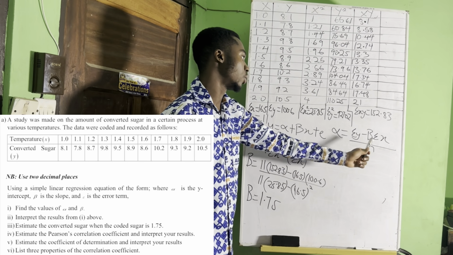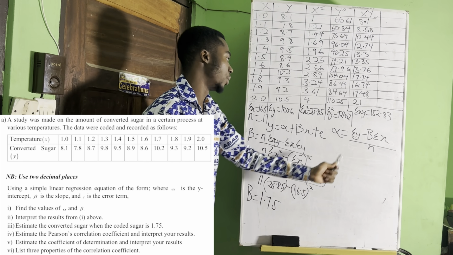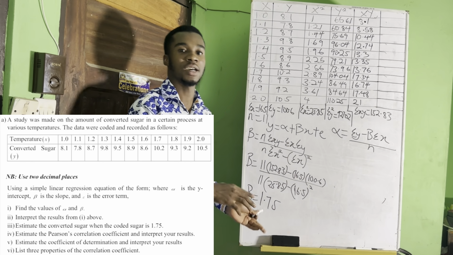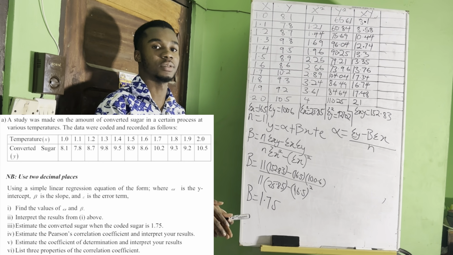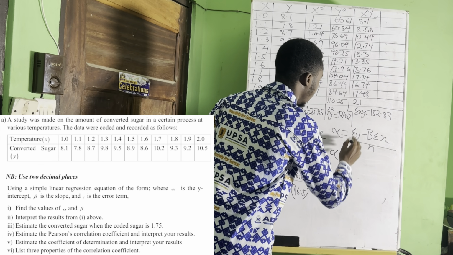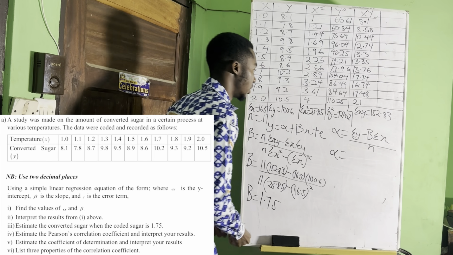And you see, it includes beta. That's what we just found. That's why you can't find the alpha without finding the beta, because alpha includes beta itself. So always find beta before you find alpha. You get it? All right, so now our alpha will be equal to sigma y. We already found sigma y here, which is 100.6.